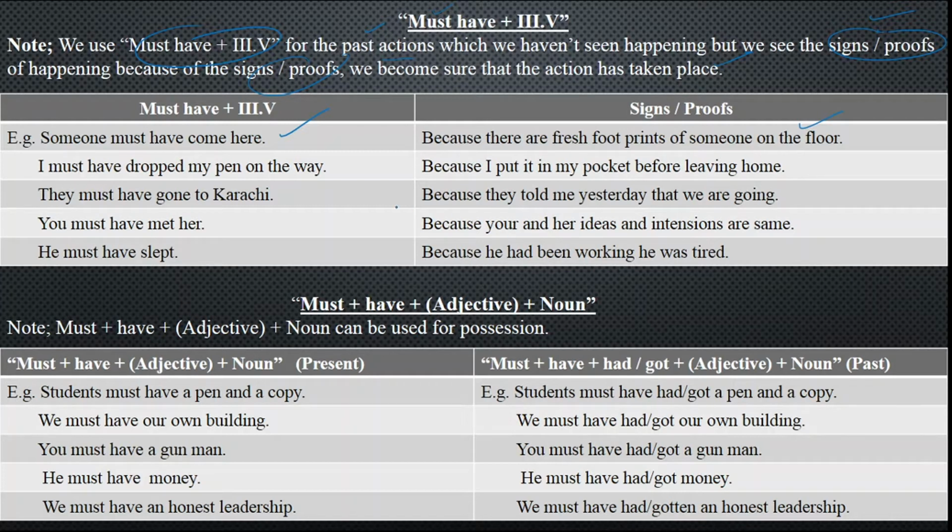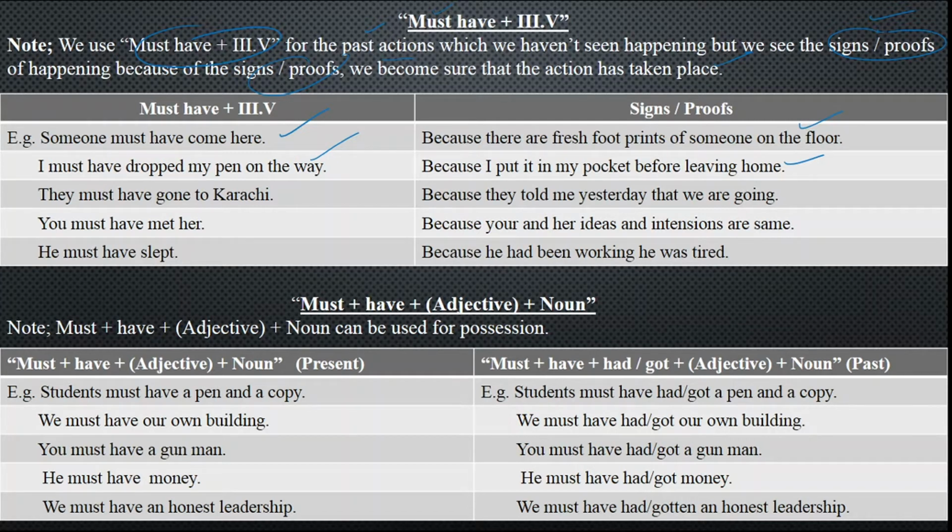I must have dropped my pen on the way. Why? Because this is my proof and just feeling. Because I put it in my pocket before leaving home. I had put it in my pocket. Now definitely I have got the sign and proof that yes, on the way maybe it has dropped from my pocket or something like this. That is what I have as proof about it.